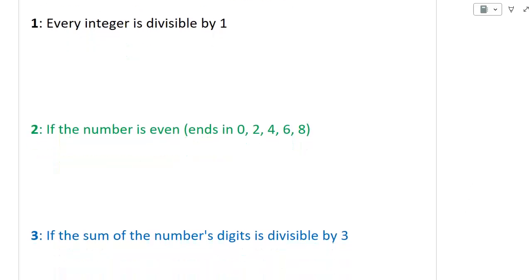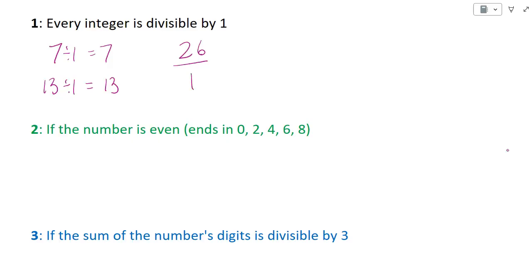For 1, we're talking about integers. Every integer is divisible by 1. Simple as that, no trick needed. Doesn't matter what you're trying to do. 7 divided by 1 is itself. 13 divided by 1 is itself. 26 over 1 is itself. Everything will divide evenly by 1. You count by ones, so you're going to get an even divisibility every time.